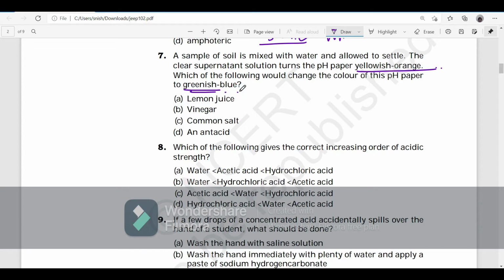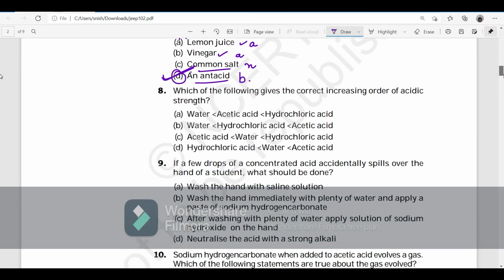Okay, so first let's just analyze the options. Are they acidic or are they basic? Lemon juice is of course acidic, vinegar is acidic, a weak acid, but NaCl is neutral, and an antacid is a base. Now greenish blue is in the range of a base. So it should be an antacid, which is basic in nature and makes it greenish blue.